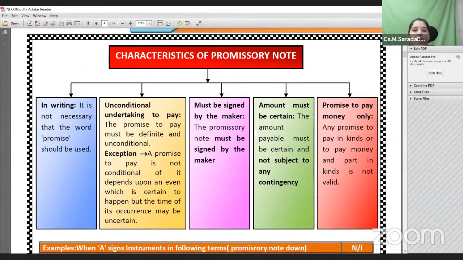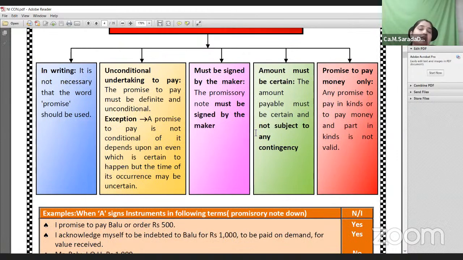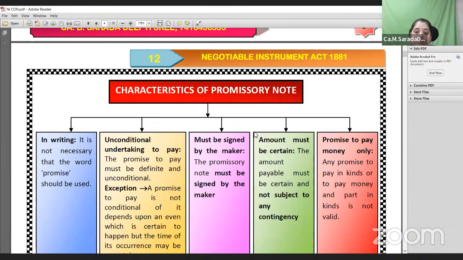It should be mandatory in writing, as I have already told you. And the amount should be definite and certain, and it is signed by the maker. There should not be any conditions, like, I promise to pay the sum of 20,000 to Mr. X after Mr. X's marriage with Z. You cannot keep any such conditions. If conditions are there, then the holder should immediately reject them. The condition should not be accepted by the holder of the instrument.